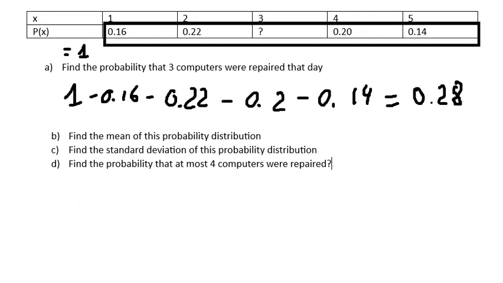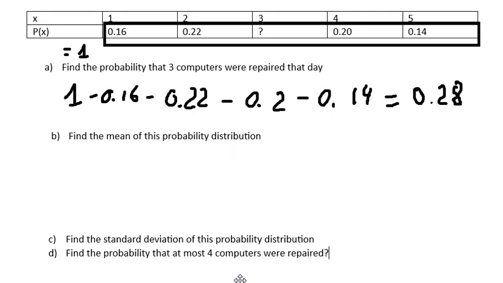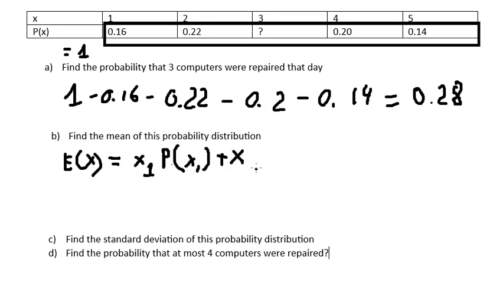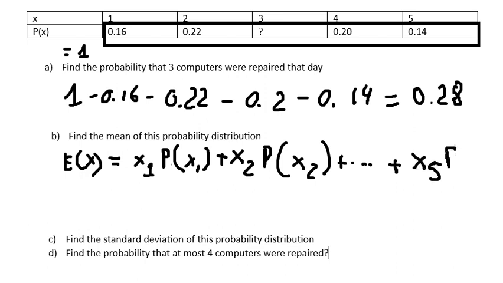Question B. We want to find the mean. The mean of this one is the expected value. So in this case we have S1 multiplied by P of S1, plus S2 multiplied by P of S2, and so on until S number 5 multiplied by P of S5.